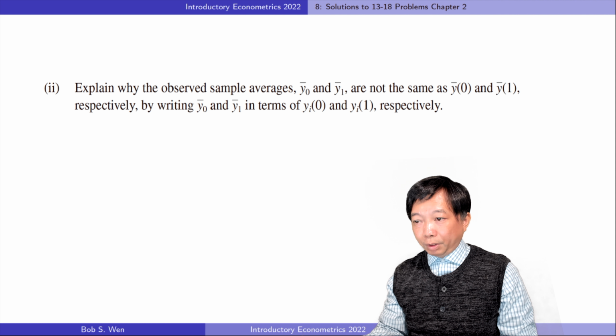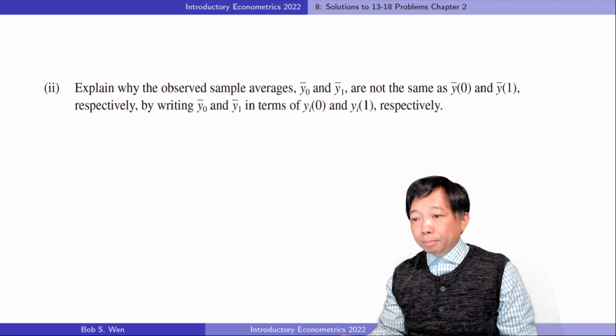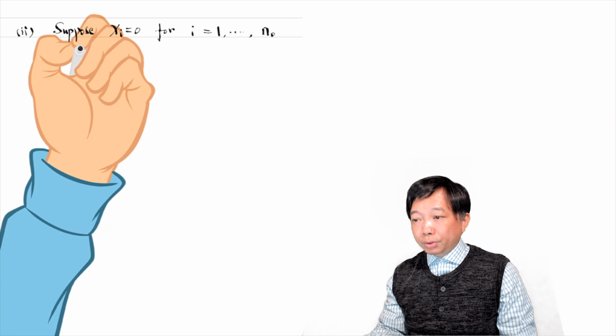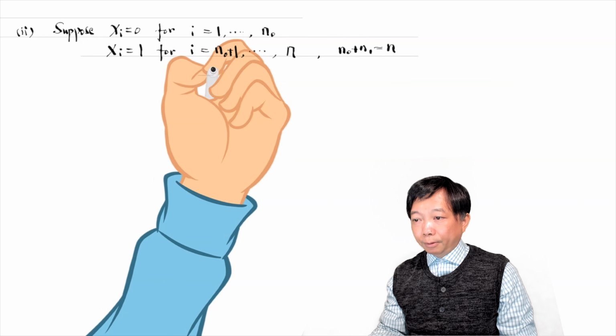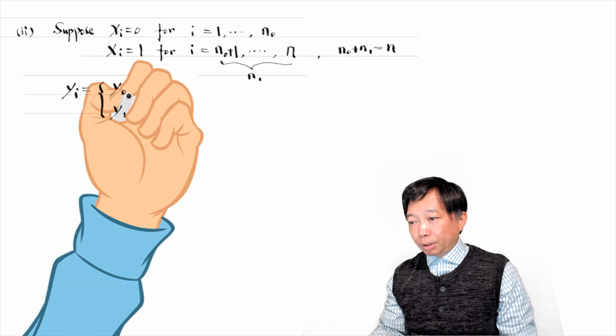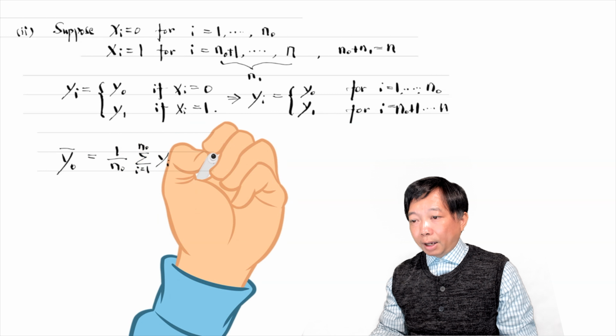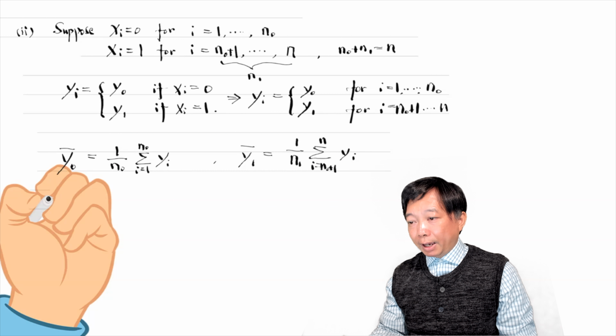In the second question, we need to explain why the observed sample means y bar 0 and y bar 1 are not the same as population means. I would like to use the structure of the data to show why. Suppose the first n0 observations have xi equal to 0 and the remaining n1 observations have xi equal to 1. Then we denote yi in the first n0 observations y0 and denote yi in the remaining n1 observations y1.